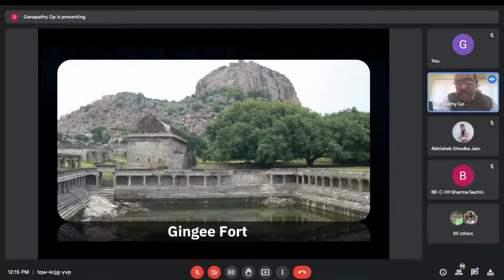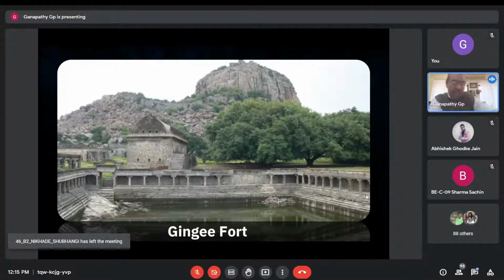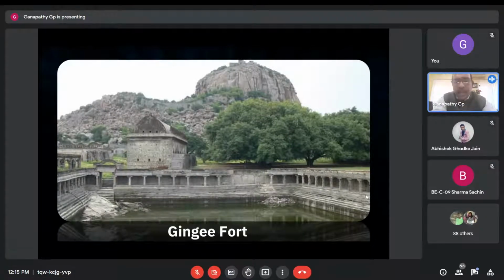And this is another place. This is my native place. Again, this is called Senji actually. Senji Fort, you can see, is one of the historical places. This place is prone to flood and drought actually. So our forefathers, the kings, were very clever.